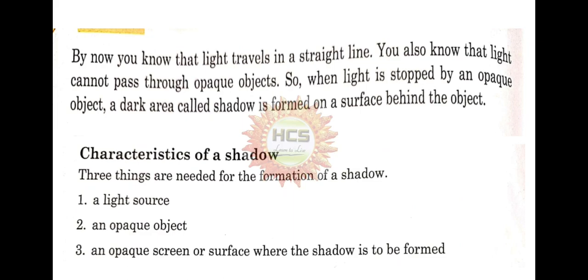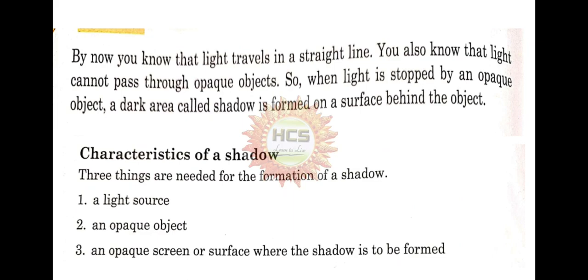Basically, a shadow is formed when an opaque object blocks the light. So the dark area is formed. That dark area is known as our shadow. We know that light travels in a straight line, and that light cannot pass through opaque objects. So when the light is blocked by any opaque object, a dark area will be formed behind that object. That dark part will be known as shadow.